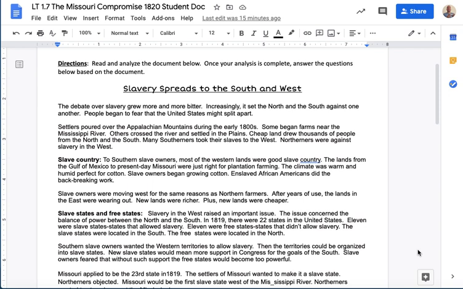Slavery spreads to the South and West. The debate over slavery grew more and more bitter. Increasingly, it set the North and the South against one another. People began to fear that the United States might split apart.